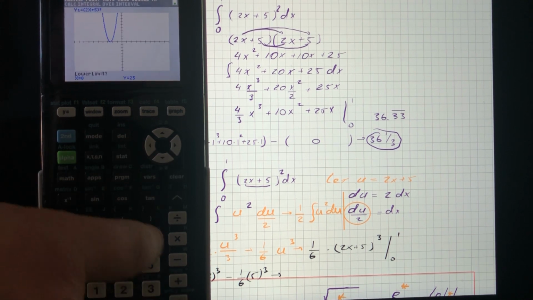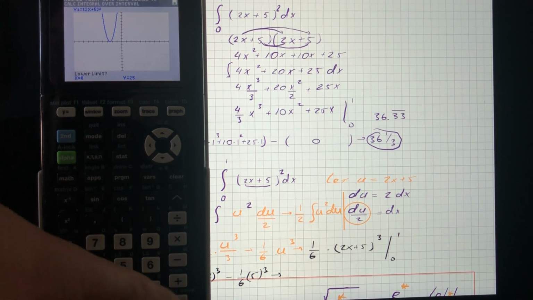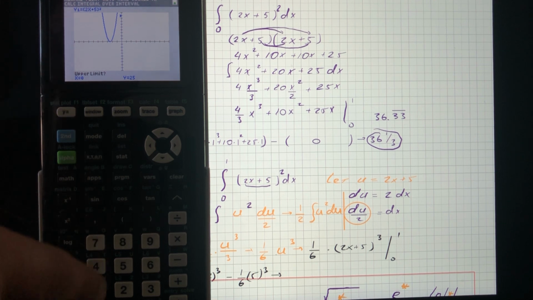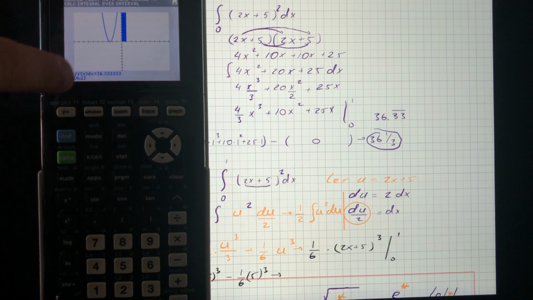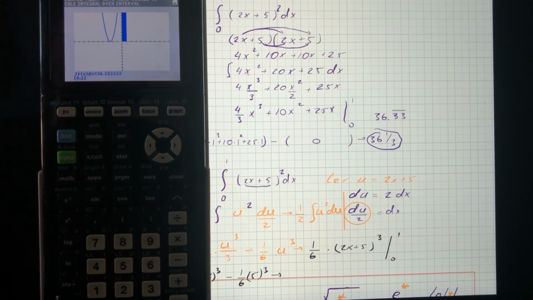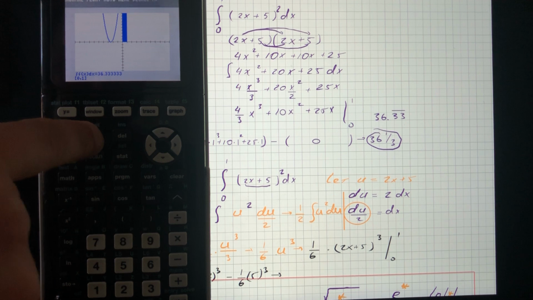So we choose the integral. Lower bound is 0, okay. The upper bound is 1. That's a high number. And so here is our area, and it is equal to 36.33, just like we thought. There is also a different feature on this calculator that also allows us to do the same, and we can get out of this.